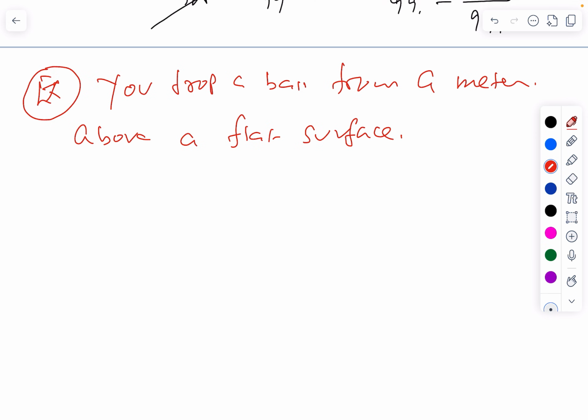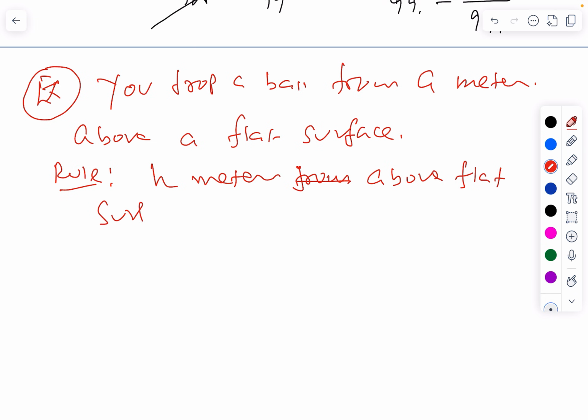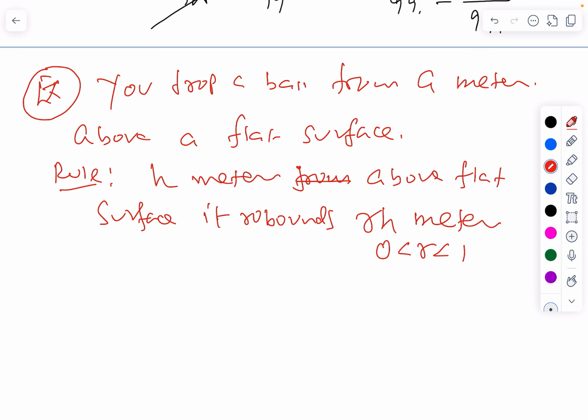Now, there is one rule. The rule says like this. If you drop a ball h meter above a flat surface, it rebounds Rh meter, where 0 < R < 1. This is a rule.